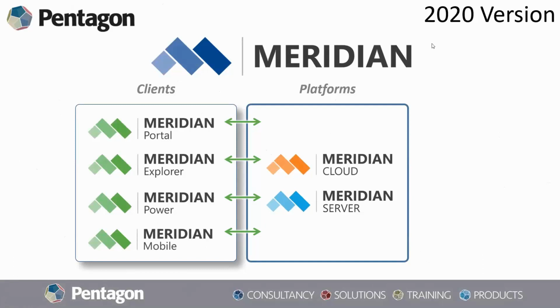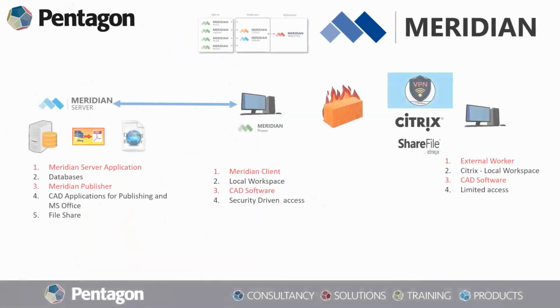So the Meridian platform can be on-premise, server-based, a physical server, or hosted by a third party for yourself, like Azure or so on, or a cloud version hosted by Acruent themselves. And then you've got your clients feed into that. So you've got your Meridian Portal, which is what we're going to look at, Meridian Explorer, Meridian Power, and Meridian Mobile. So we're going to look at the Meridian Portal, and we'll explain a little bit more.